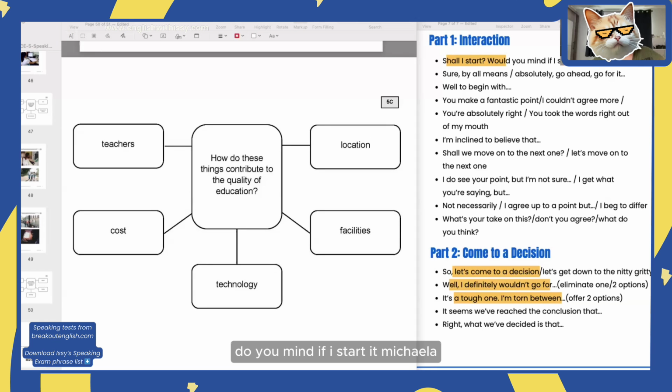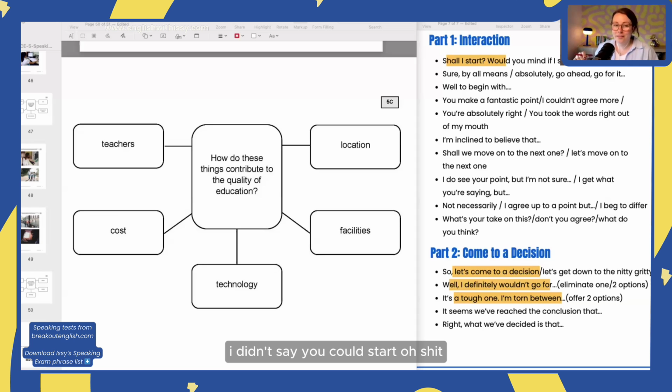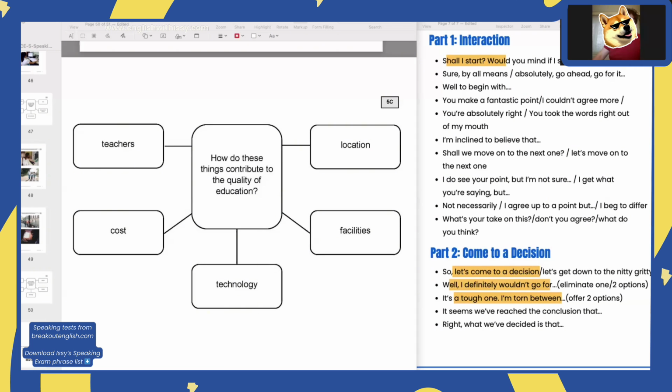Do you mind if I started? Michaela, I didn't say you could start. Oh, you guys are such rebels.